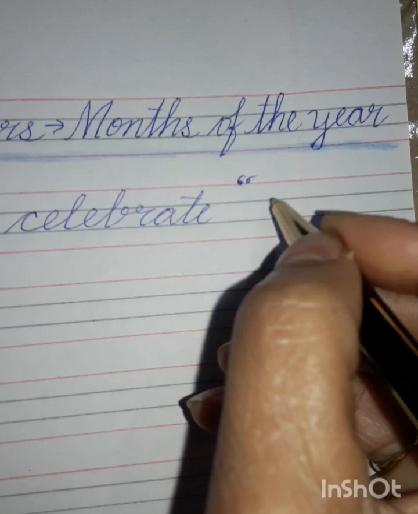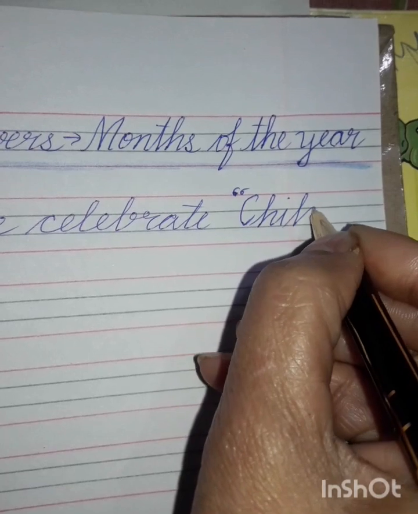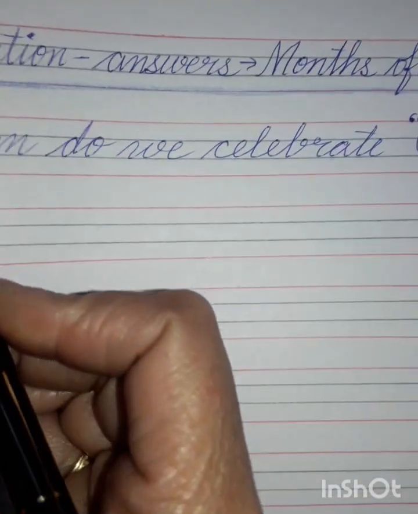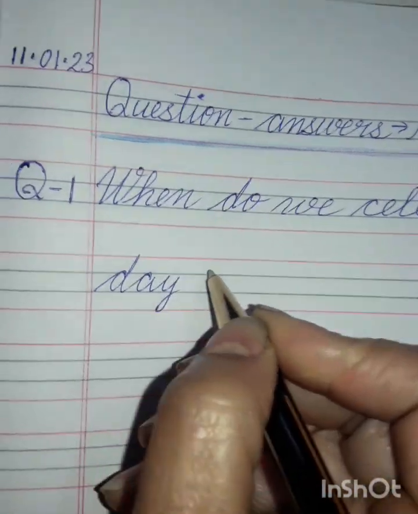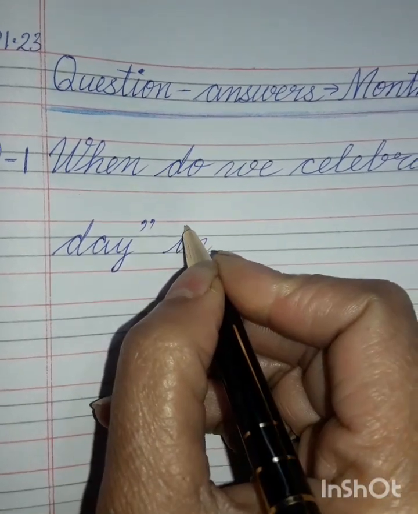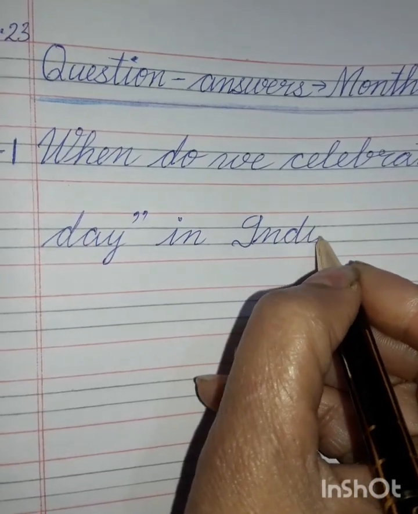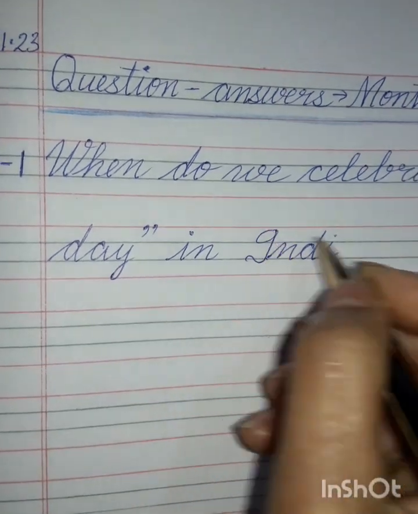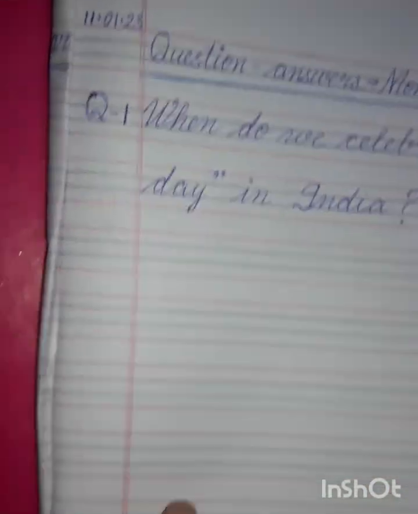So you will put an inverted comma here. C-H-I-L-D-R-E-N apostrophe S, Children's Day. D-A-Y, day. Then we will close the inverted comma here. In India. And India is the name of our country. It's a name, so we will write India with a capital letter I. India. Then put a question mark here.